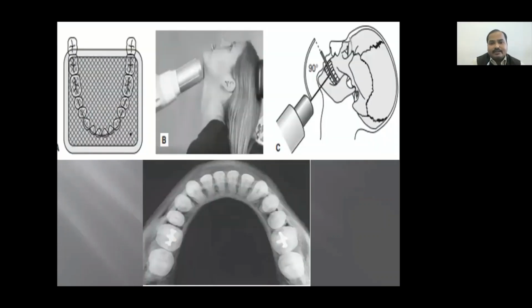This we can see in the diagrams: the positioning of the patient, the positioning of the collimator and the tube head, and the central ray, from where it passes to produce an image of the teeth, which will be seen as cross sections where we can see the canals and the morphology of the teeth in cross section.